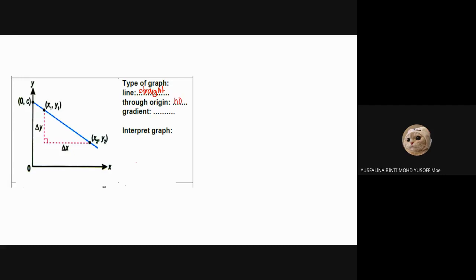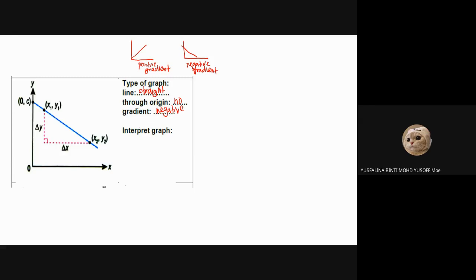How about the gradient? I think you already learned in Form 3. If the graph line is increasing like this, it's a positive gradient. But if the graph is decreasing like this, this is a negative gradient. So the gradient here is negative. After this, we will try to calculate the gradient. I will give you one example, and interpret the graph.